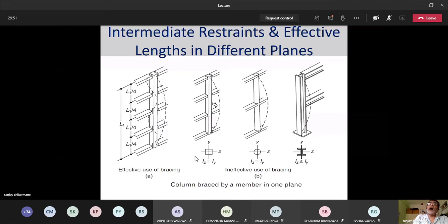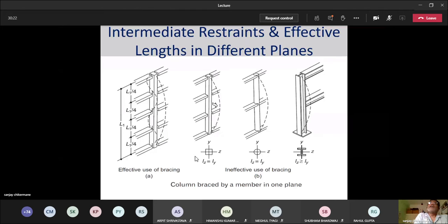Now, when we said that the buckling load is pi squared E divided by (L by r) squared, r is different in different planes. In the minor axis buckling, r will be the square root of I minimum by A, and in the major axis buckling, r will be the square root of I maximum by A. Now it is always the minor axis buckling which is going to be more critical than the major axis buckling.